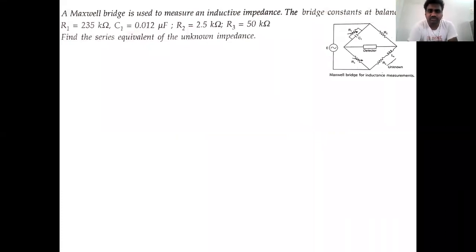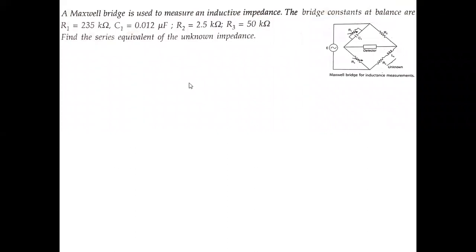This is our first problem related to Maxwell's bridge. What is the main objective of Maxwell's bridge? Maxwell's bridge's main objective is to measure self-inductance, or inductive impedance. The bridge is in a balanced condition.